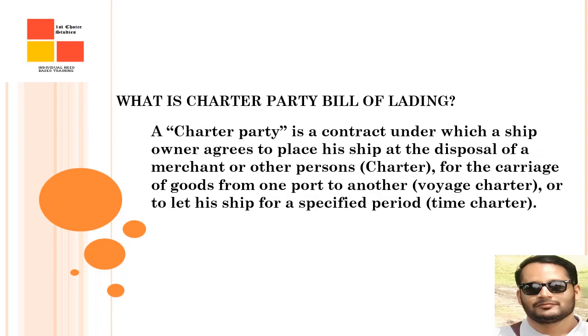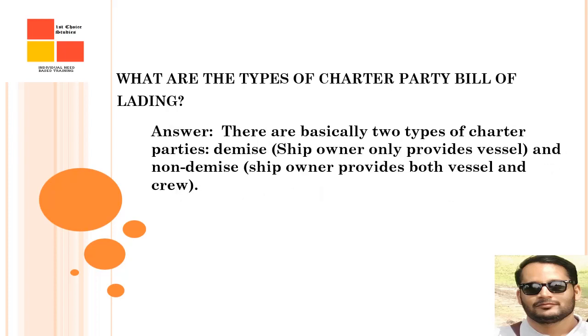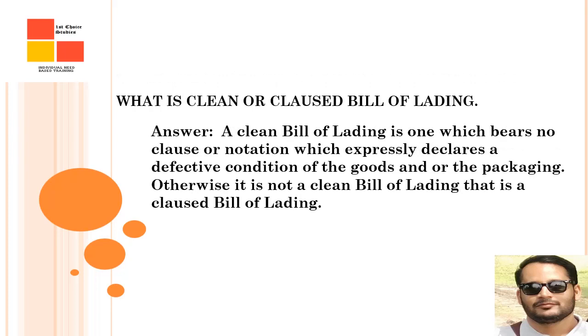What is charter party bill of lading? Answer: A charter party is a contract under which a ship owner agrees to place his ship at the disposal of a merchant or other persons, the charterer, for the carriage of goods from one port to another, voyage charter, or to let his ship for a specified period, time charter. What are the types of charter party bill of lading? Answer: There are basically two types of charter parties: demise, ship owner only provides vessel, and non-demise, ship owner provides both vessel and crew.